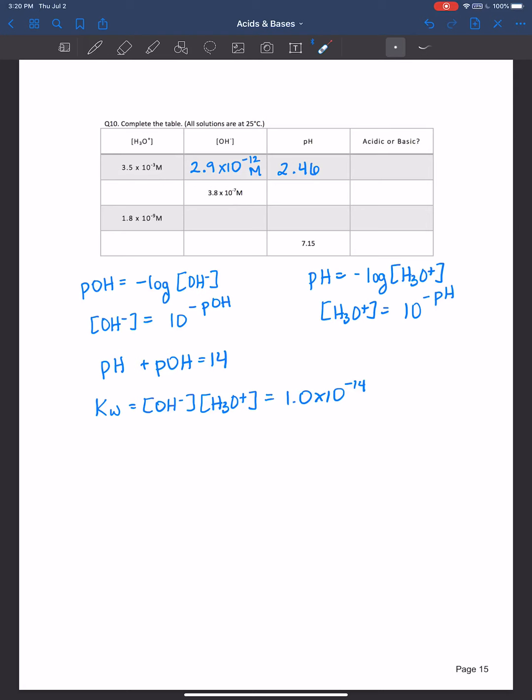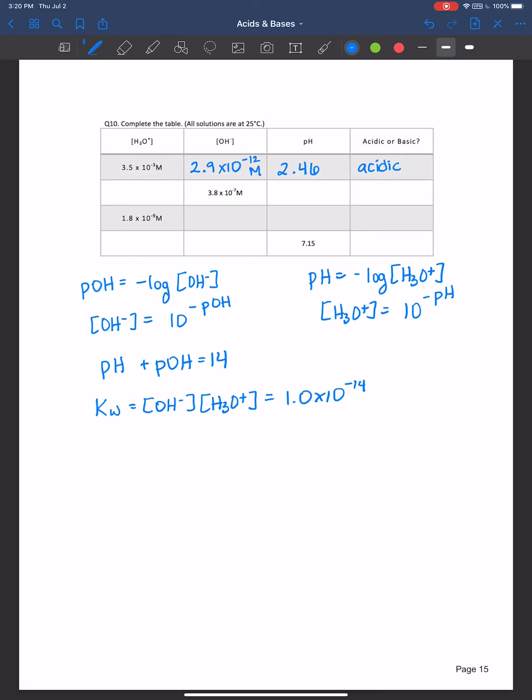Now if you do the antilog, then you have to decrease by a significant figure. So that's why a lot of times you see pH in 3 significant figures, because the hydronium ion concentration was in 2 significant figures. Now because the solution has a pH of 2.46, this is considered acidic. It's less than 7.